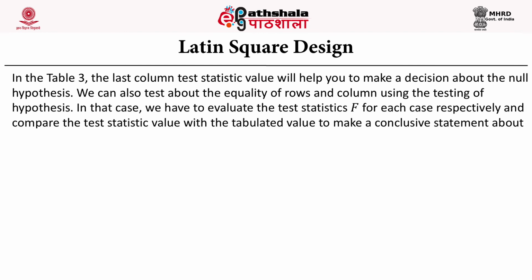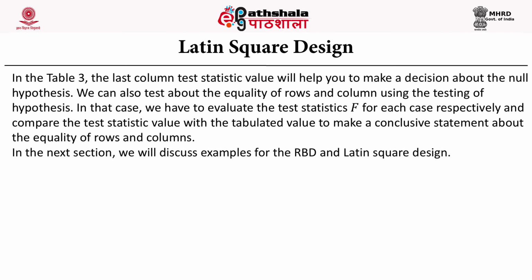We can also test the equality of rows and columns using testing of hypothesis. In that case, we have to evaluate the test statistic F for each case respectively and compare the test statistic value with the tabulated value to make a conclusive statement about the equality of rows and columns. In the next section we will discuss some examples of RBD and the Latin square design.